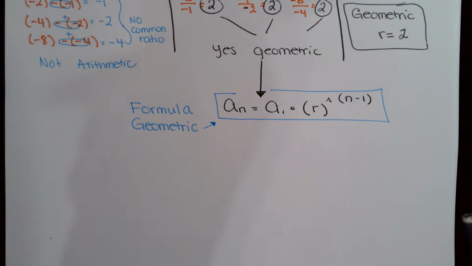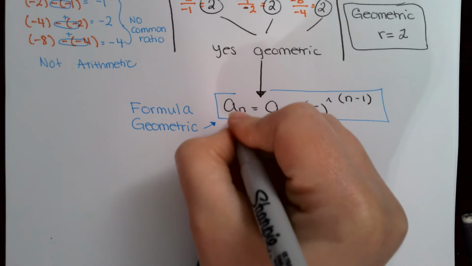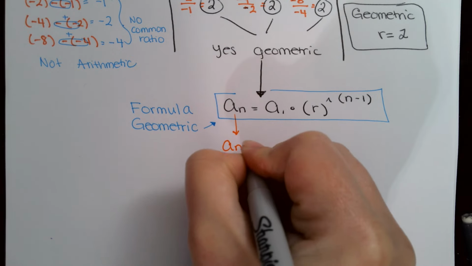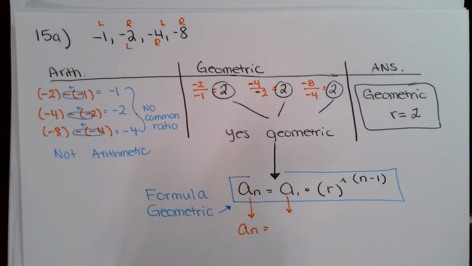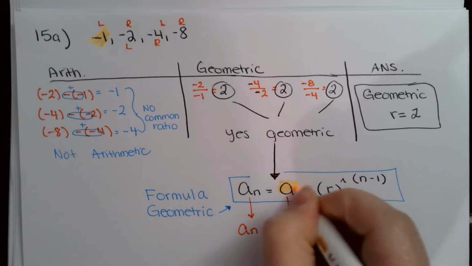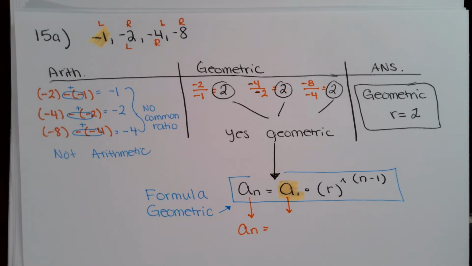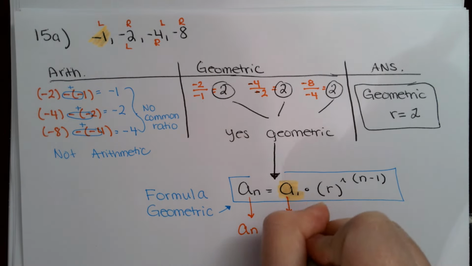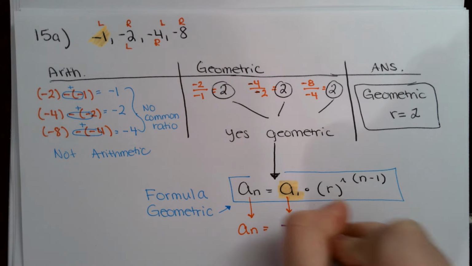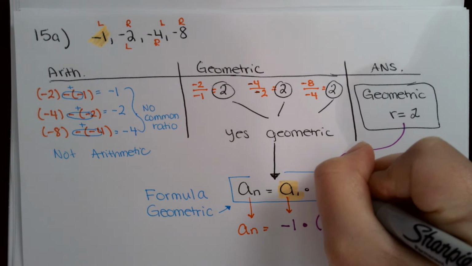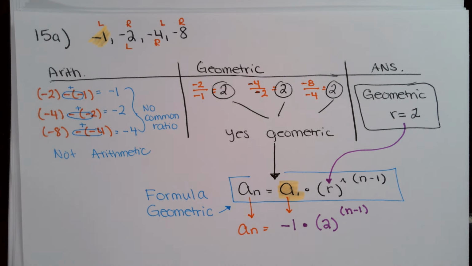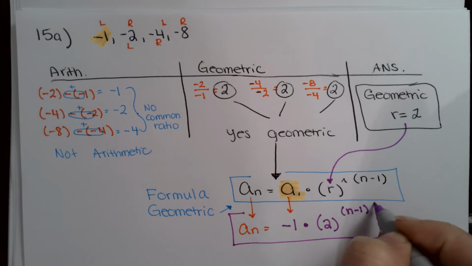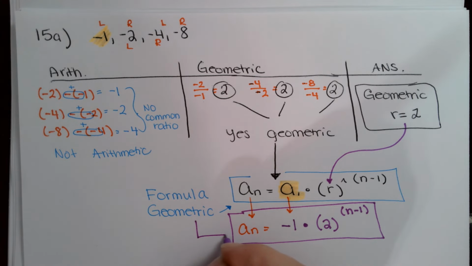To actually answer the question, we got to input some things. A sub n will stay, but a sub 1 is the term in the first position. So I'm going to go back up to my given sequence. Here is -1 in the first location. That is the number that I'm going to replace a sub 1 with. So the term in the first location or position is -1 times your common ratio, what you just solved for, 2. And then your n minus 1, you're going to keep that. This here is your explicit rule for your specific sequence.